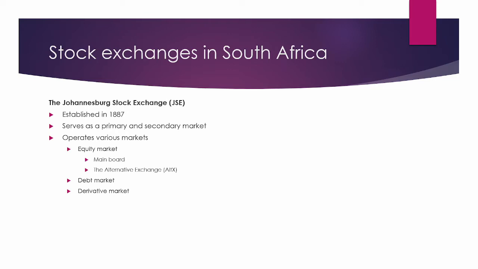The JSE operates a number of markets. First are the equity markets, which comprise the main board, which caters for South Africa's biggest companies, and the alternative exchange, or ALTX, which is designed for small to medium-sized companies. The JSE also operates a debt market, which trades corporate and state-owned bonds. Finally, it operates a derivative market for the trade of options and futures.